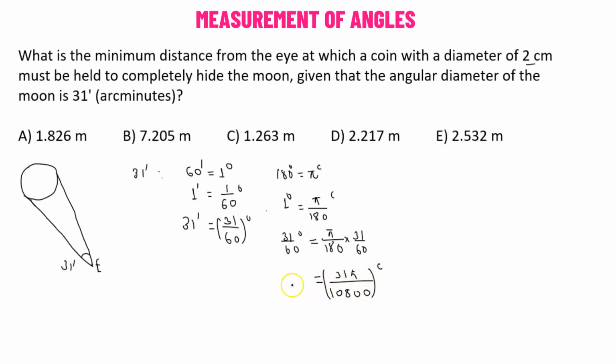So this entire value is now in radians. We have converted our 31 arc minutes into radians. That's 31 pi over 10,800. We'll come back to this in a moment.